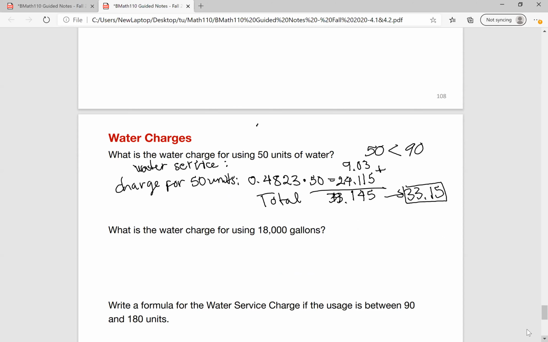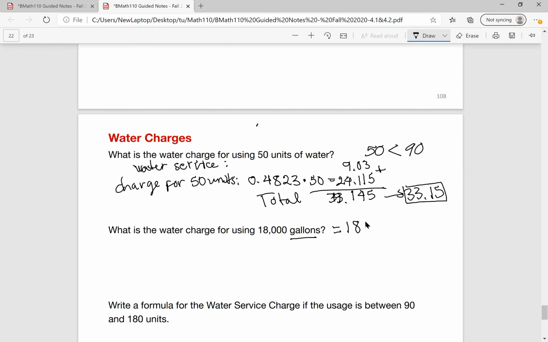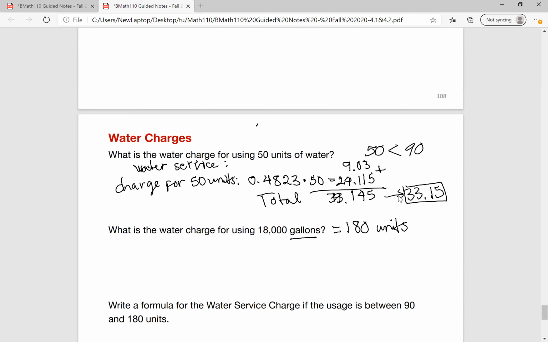What is 18,000 gallons? You have to change it. That's going to be equal to 180 units, right? Because 1 unit is 100 gallons. So we have to change it from 18,000 to 180 units.